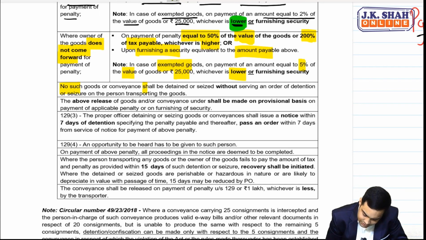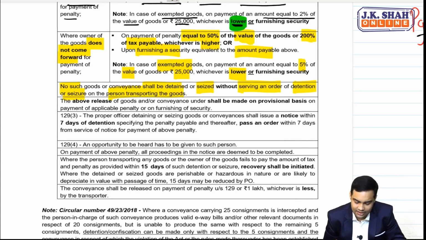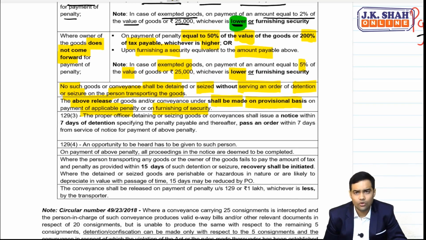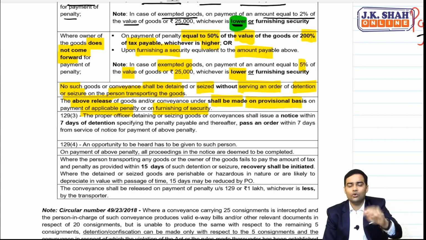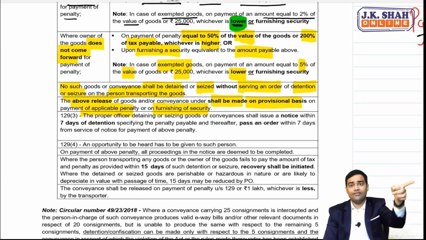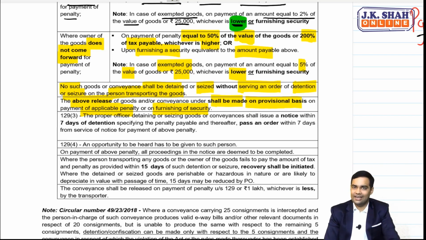No such goods shall be detained or seized without serving an order of detention or seizure on the person transporting the goods. The above release shall be made on provisional basis on payment of penalty or furnishing security. Goods once provisionally released, as a matter of practice, are never detained again. They can do a recovery, that is different, but they will not be detained again.